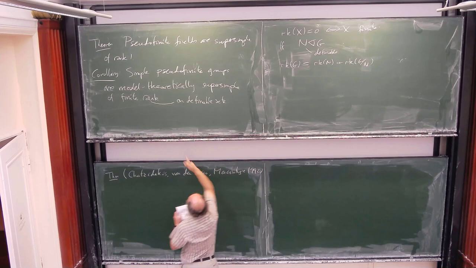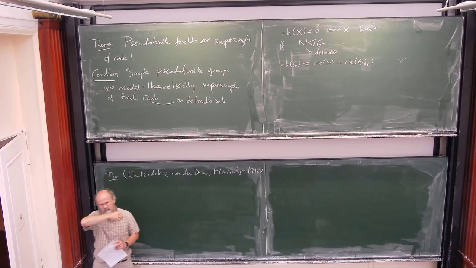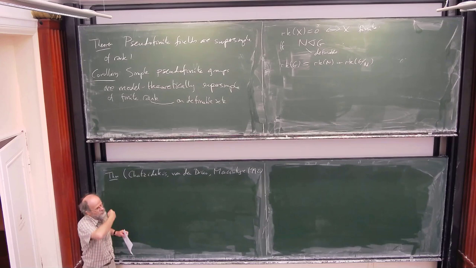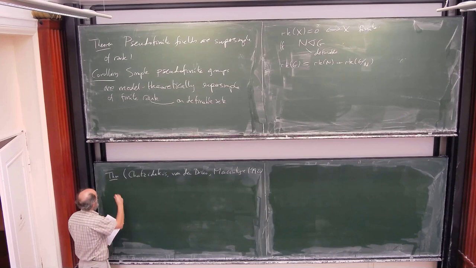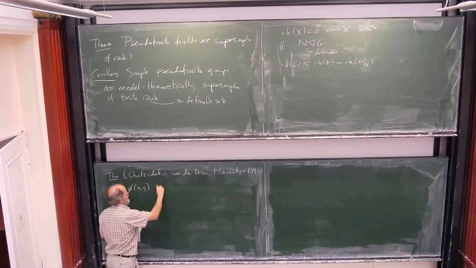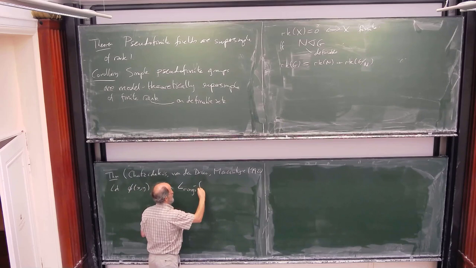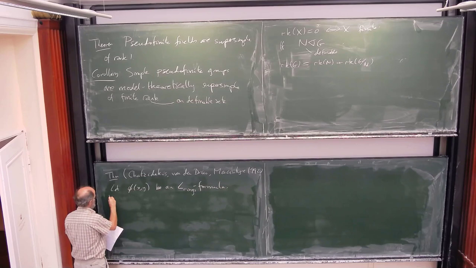So this is a uniformity statement about sizes of definable sets in finite fields. We're working in the usual language for dealing with finite fields, the language of rings, so you have plus, minus, times, 0 and 1. So let phi(x,y) be an L-rings formula. Say the number of entries of x is n, and the number of entries of y is m.